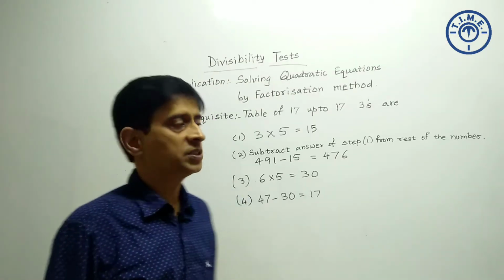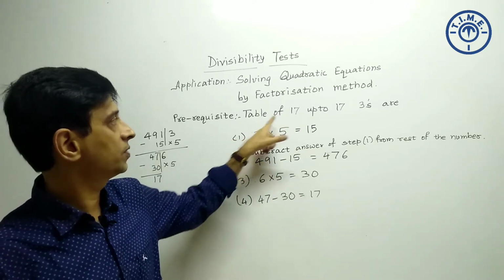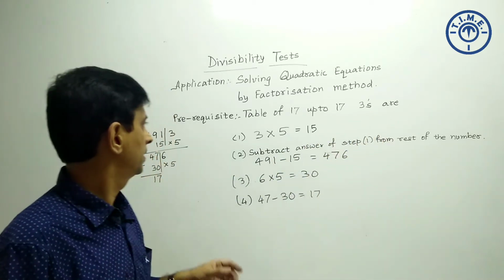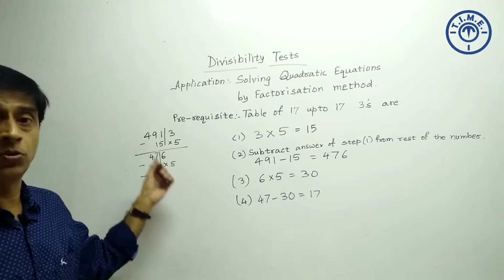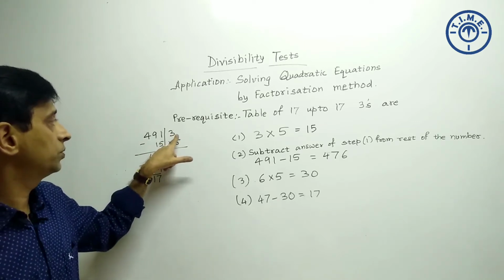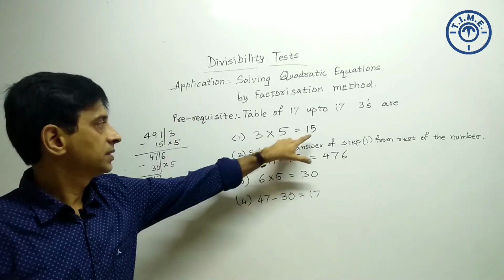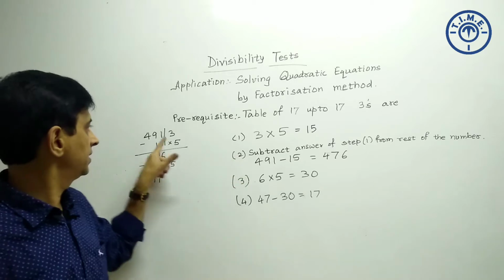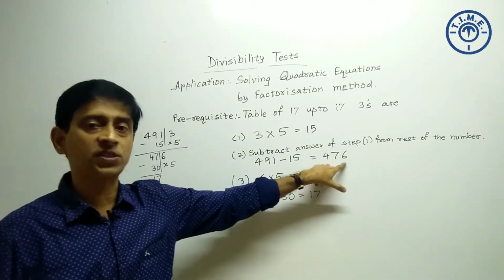Now let us learn the divisibility test of 17. The prerequisite is that the table of 17 should be known to you up to 17 threes are. Let us take a number 4913. What we have to do is we have to multiply the units place digit by 5 in this case and subtract this product from the rest of the number, that is in this case 491 minus 15 will come. So the answer is 476.